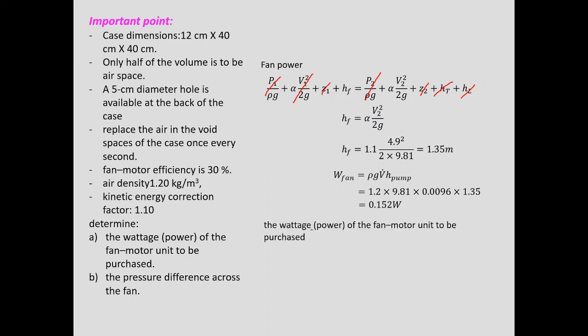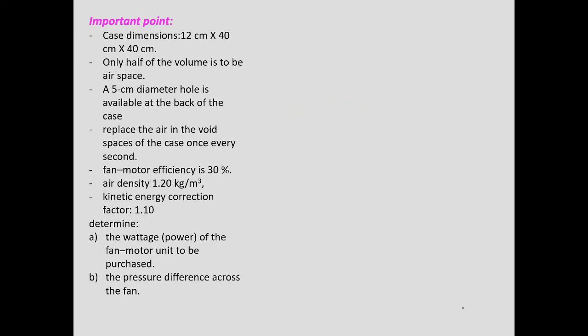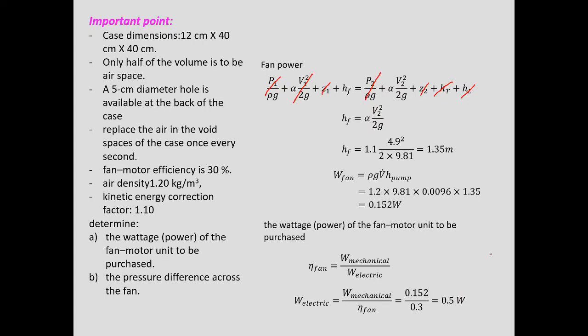However, you need to know the wattage power of the fan motor to be purchased. The motor efficiency is just 30%, 0.3. So efficiency is equal to W mechanical over W electric. What you want to find is the work electric, equal to the work mechanical, which you have calculated here, divided by the efficiency of the fan. Then you get the wattage power of the fan motor to be purchased needs to be 0.5 watt. Hope you can understand.